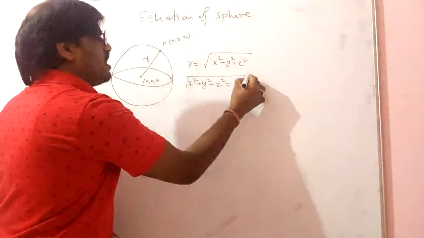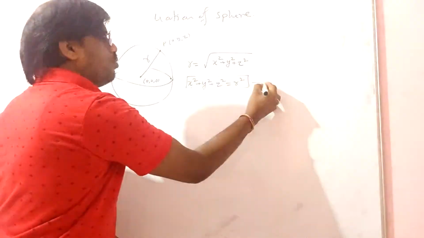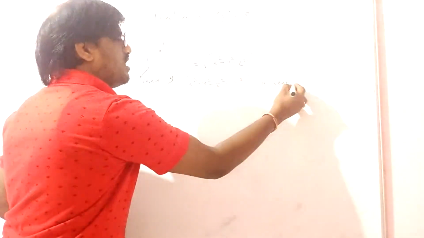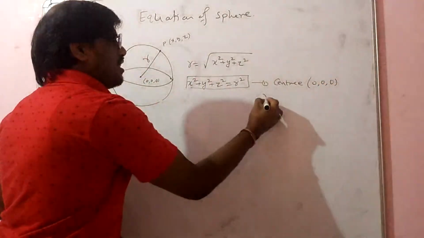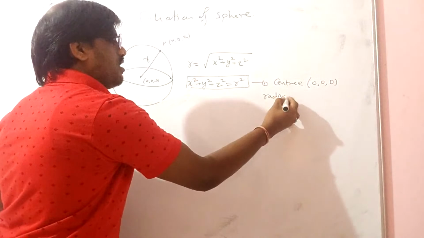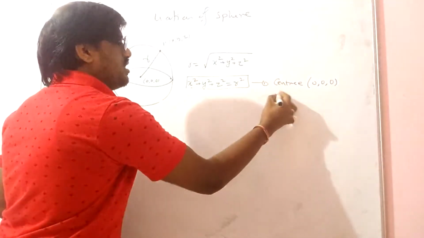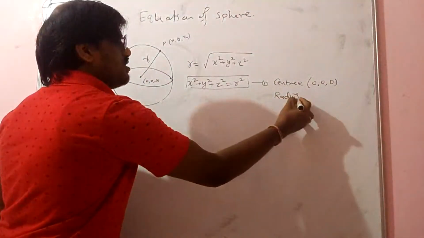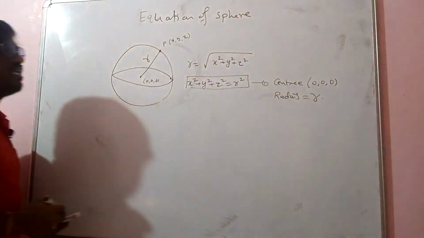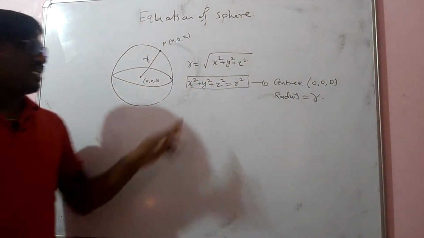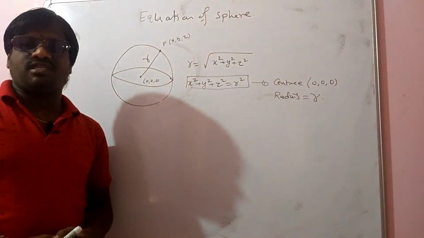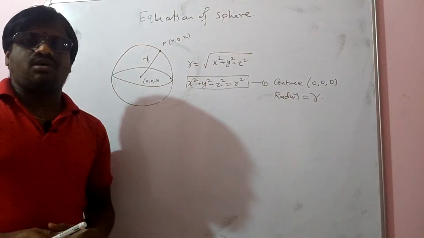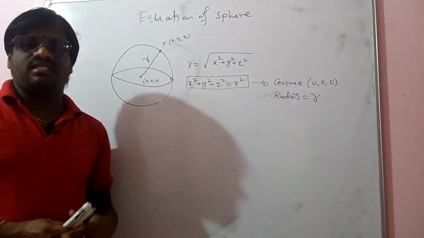This is the equation of the sphere whose center is 0, 0, 0 and the radius is r. That is, x square plus y square plus z square is equal to r square.